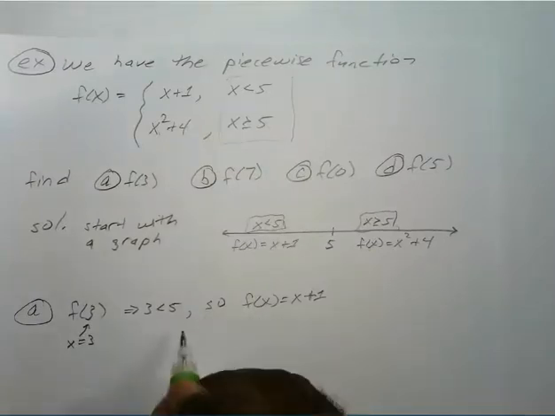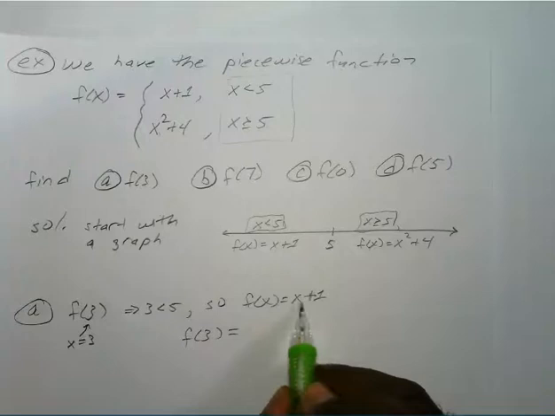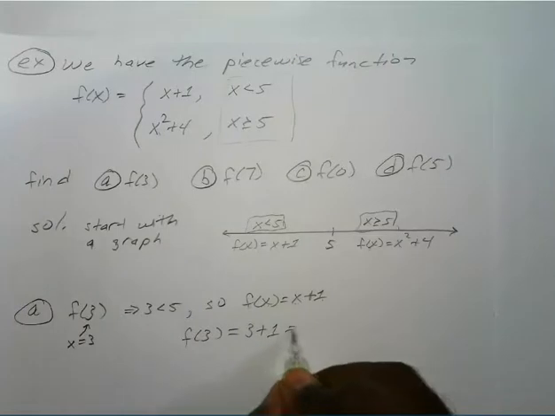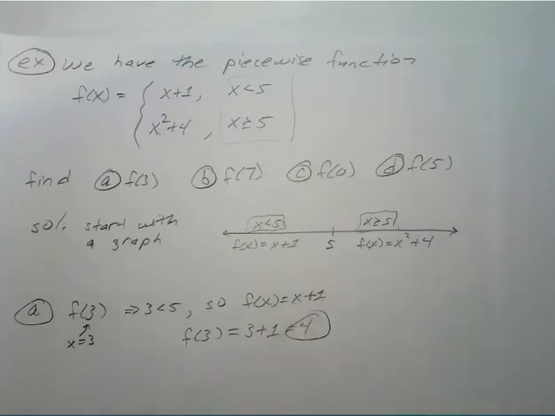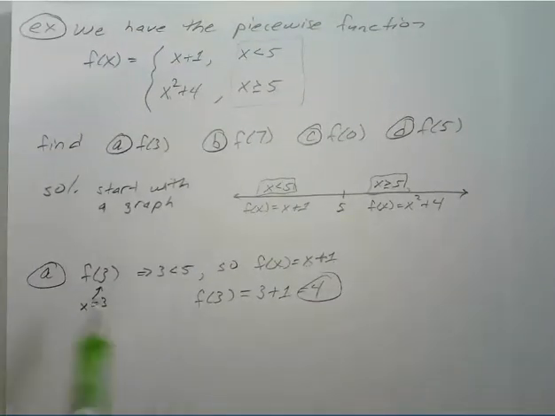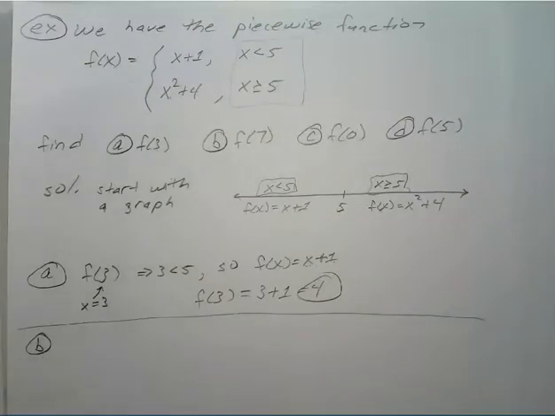Alright, so to find our f of 3, that's going to equal 3 plus 1, just replacing the x with 3, which is 4. So f of 3 is equal to 4. Alright, so let's go ahead to problem B.